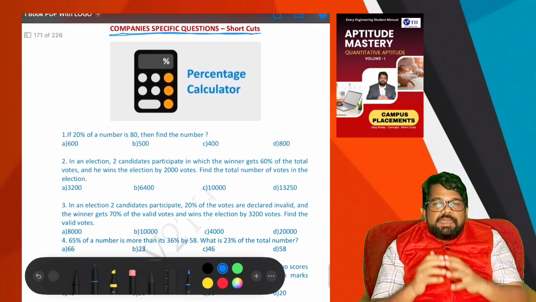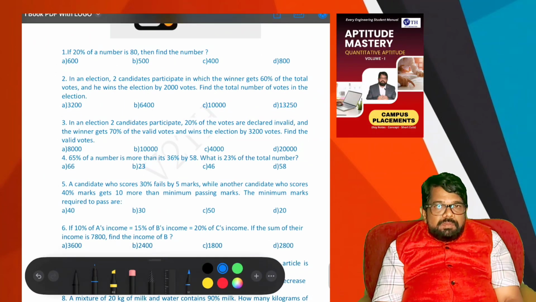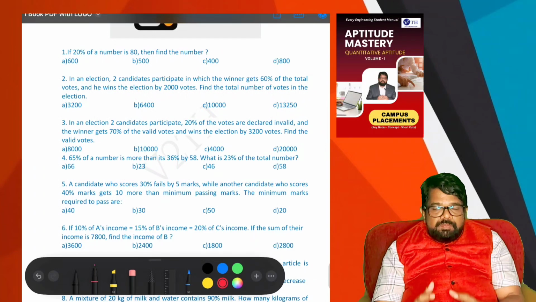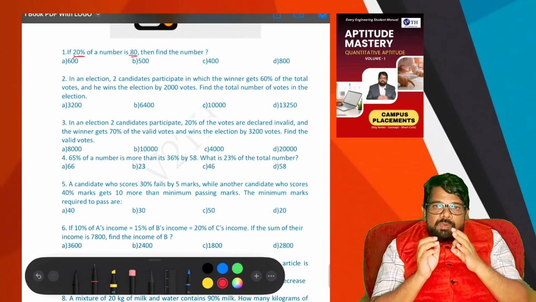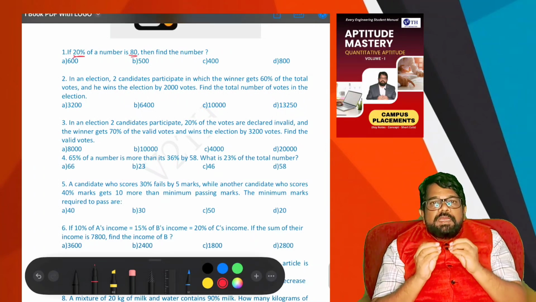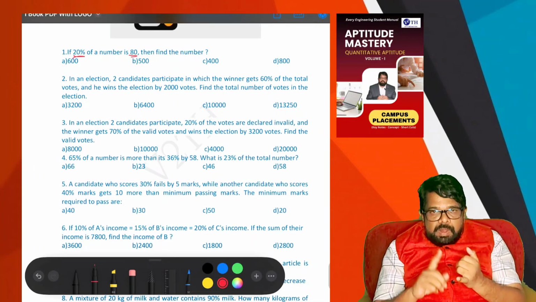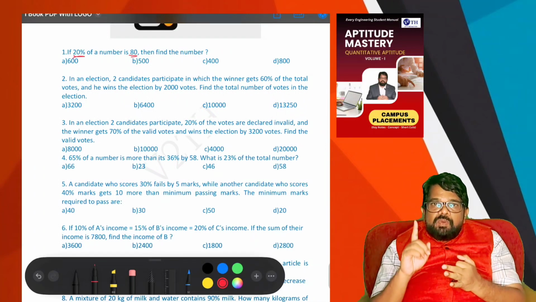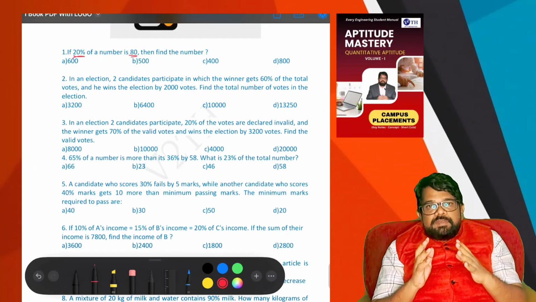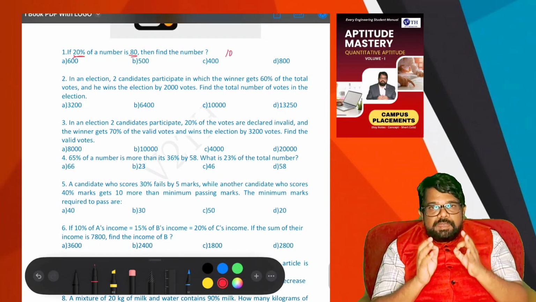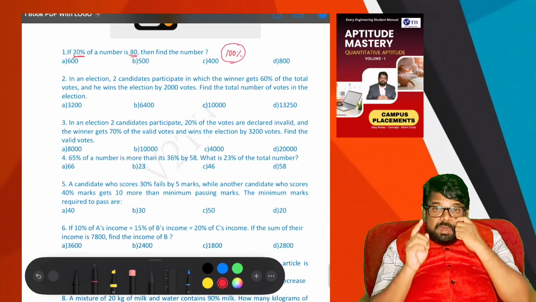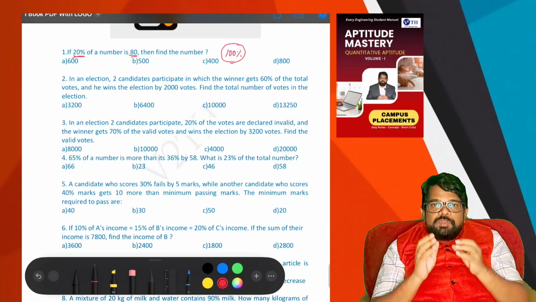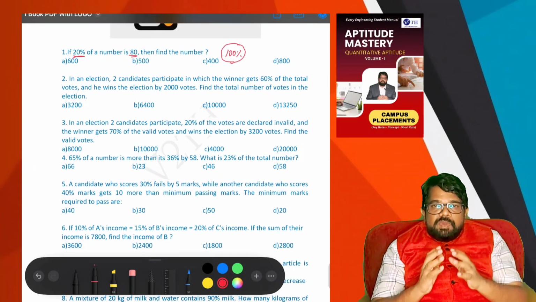Question number 1. See the material. What is question number 1? If 20% of a number is 80, then find the number. In a number, 20% is given, so you have to calculate the number. Number or original value or total value in percentage, you always consider 100%. Total or original value means you always have to calculate the 100% value.